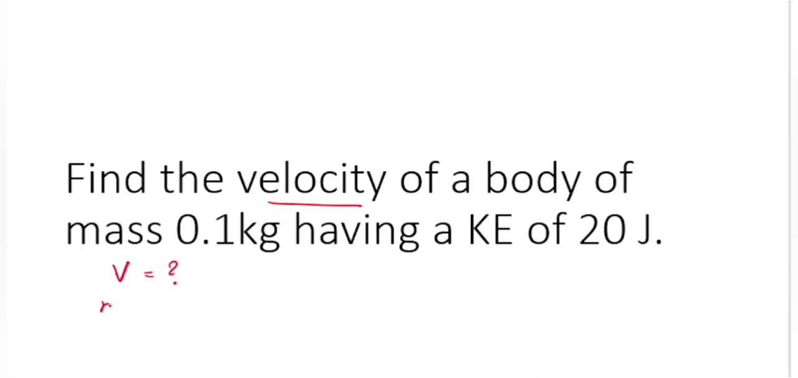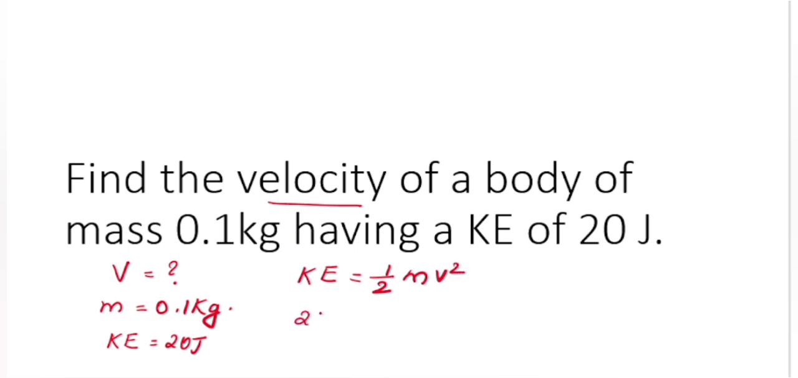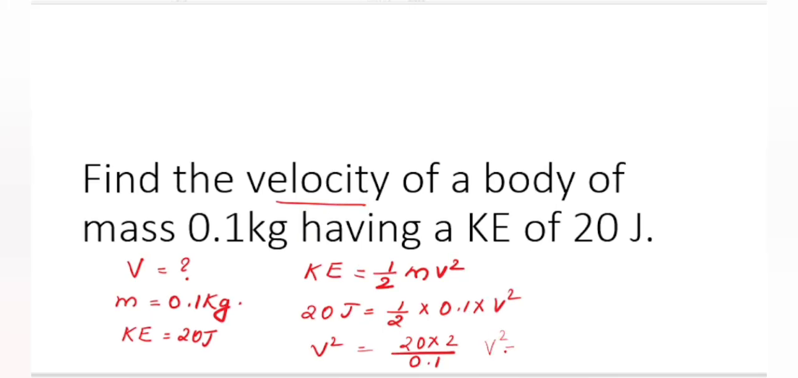Find the velocity of a body of mass 0.1 kg having a kinetic energy of 20 joules. So velocity we have to find out. Mass is given, 0.1 kilogram. Kinetic energy is also given, 20 joules. So if you substitute the values, K is equal to half mv square. V square we can find out by substituting the given values. So V square is equal to 20 into 2 upon 0.1. So V square is equal to 400. Therefore, V is equal to square root of 400. We get 20 meter per second.